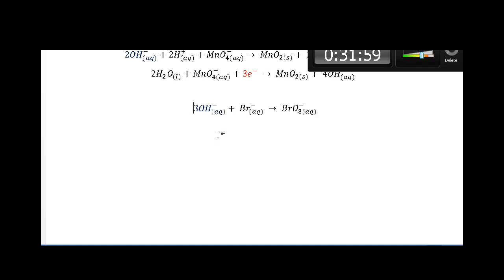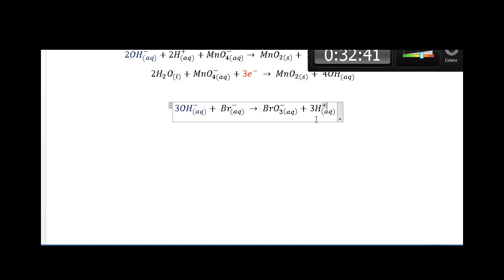All right, so 3 OH minuses on the reactant side. Let's balance the hydrogens with H plus, realizing that we will rectify that issue later. So we'll put 3 H plus here on the product side. So now we have 3 H pluses here.